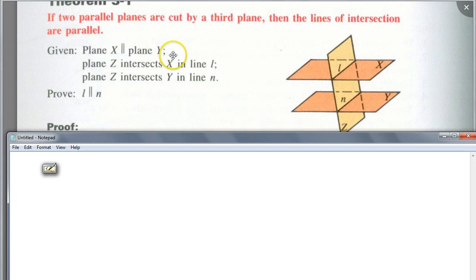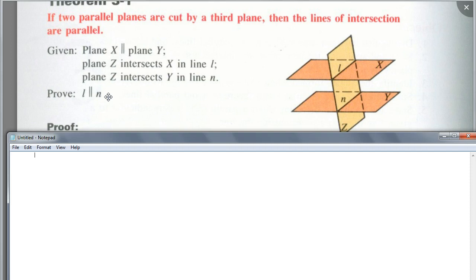Plane X is parallel to plane Y. And our cut by the third plane is this, right? This is kind of showing you what they mean by cut by the third plane. Plane Z intersects X in L. Plane Z intersects Y in N. Is that okay? And of course, we want to show then L and N are parallel.